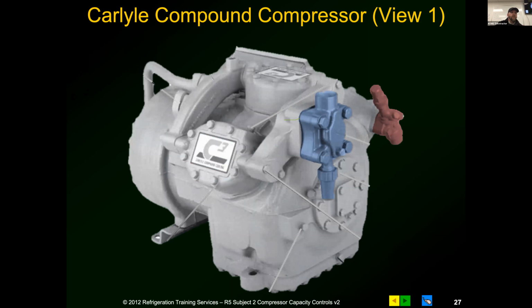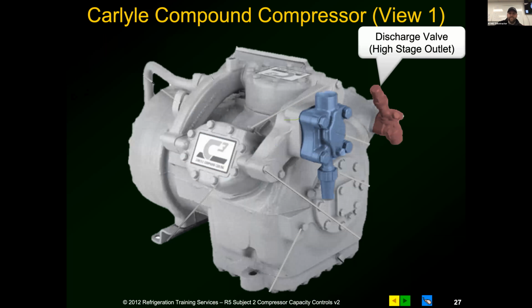This is a picture of a Carlisle compound. If you guys haven't seen one, I love these compressors, by the way. They're pretty robust. They're heavy as heck. So you've got your discharge valve there. Like I said, they're both there on the front.